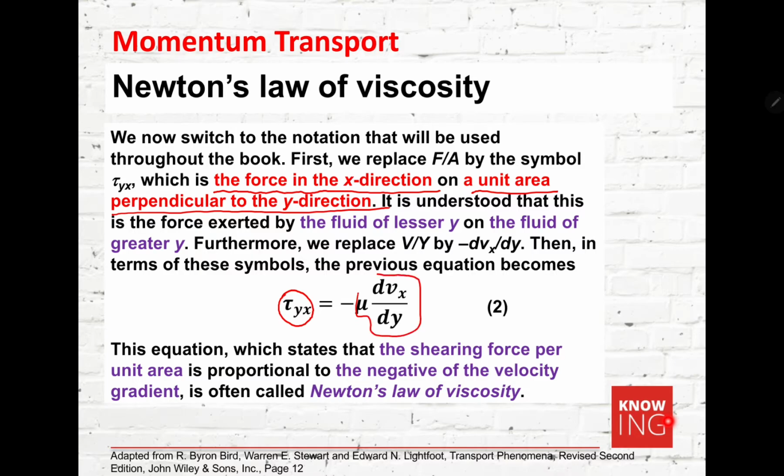So we have this particular quantity that we define, F over A, as tau yx equals minus mu dvx per dy. Of particular interest here is that you have these two subscripts. Note that this x refers to the direction of the velocity, or basically your momentum, whereas this symbol y refers to the direction of the momentum transfer.